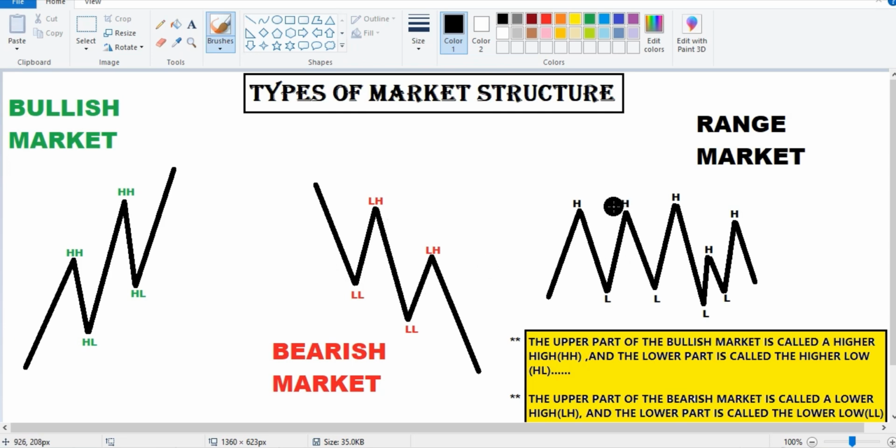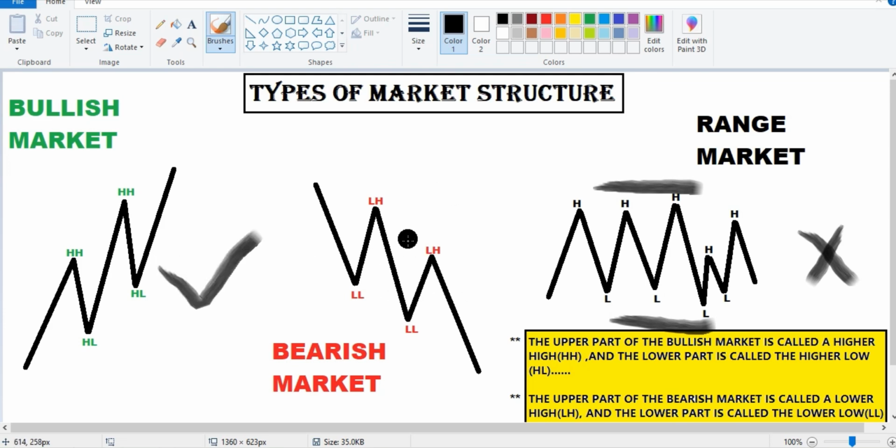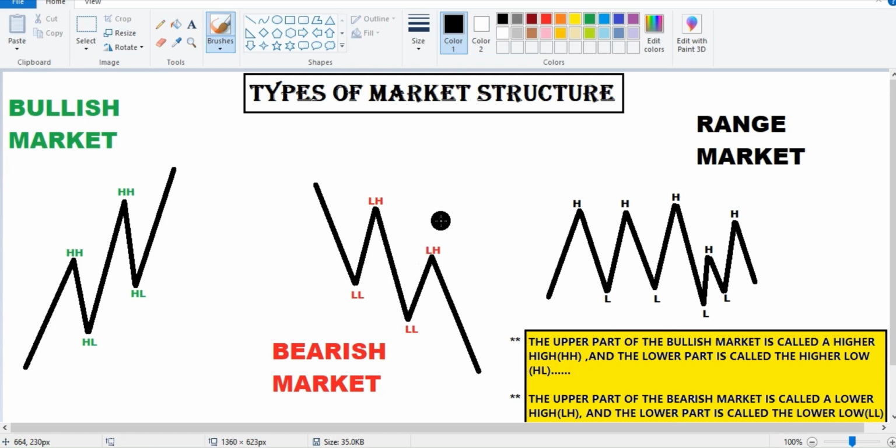While for the range, to not overcomplicate things, we just call the upper part of the range the highs and the lower part the lows. You understand? Because we don't necessarily trade the range markets. We only wait for a breakout for it to change into the bullish or the bearish market. All right, these are basically the two types of markets we trade, the bullish and the bearish. All right, so now back to the bullish market.